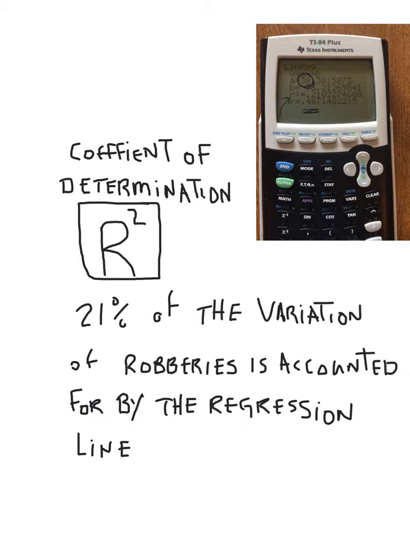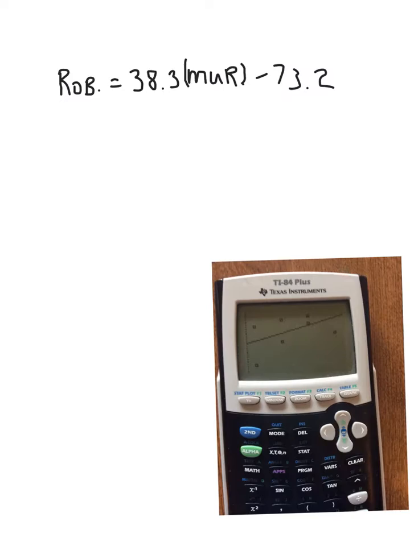Okay, here's the sentence we should say about the coefficient of determination, the R squared. 21% of the variation of robberies is accounted for by our regression line. I was saying "our data" in class, but I looked in the book, and it's better to use our response variable instead of data. 21% of the variation of our robberies, that's our response variable, is accounted for by the regression line. I think it's helpful to use the variables we're talking about. Here, this is robberies, and this is our murder rate. So one increased murder is going to increase our robberies by 38.3.